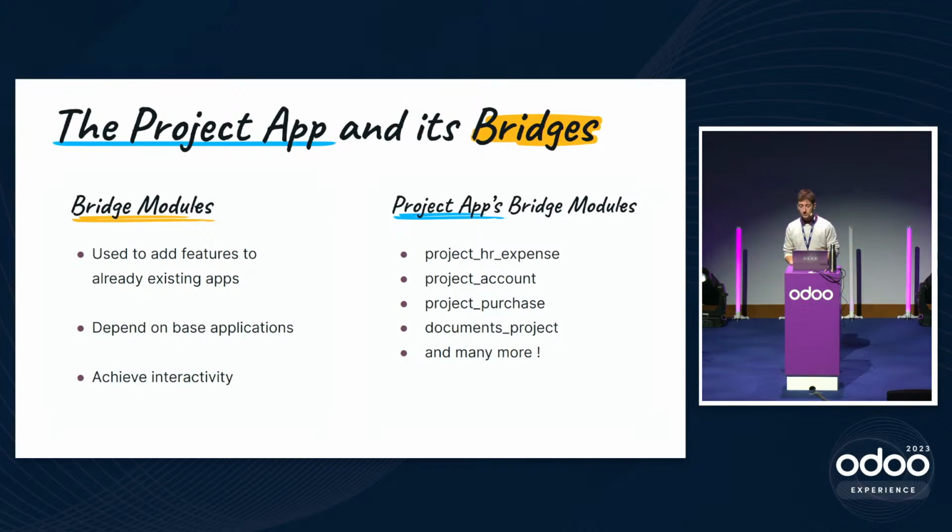Here are some examples. The project HR expense module, which links the project application with the HR expense functionality that we have in the expenses application. The project account module, which links project and accounting. The project purchase module, which links the project application and the purchases application. The documents project module, which links documents and projects, and of course we have a lot more.